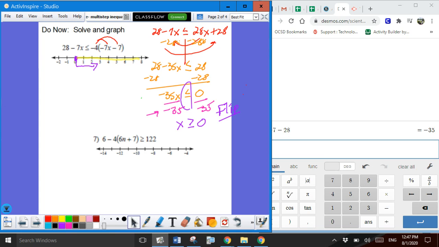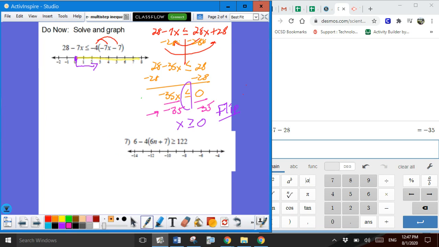Okay, see what you can do with the next problem. See what you can do with number 7. So hit pause. Start solving that problem. Don't forget you're going to flip if there is a negative. All right, let's see how you did. So I see that I'm going to have to distribute. So I start with 6 minus 24n. And then negative 4 times 7 is a negative 28. Greater than or equal to 122.